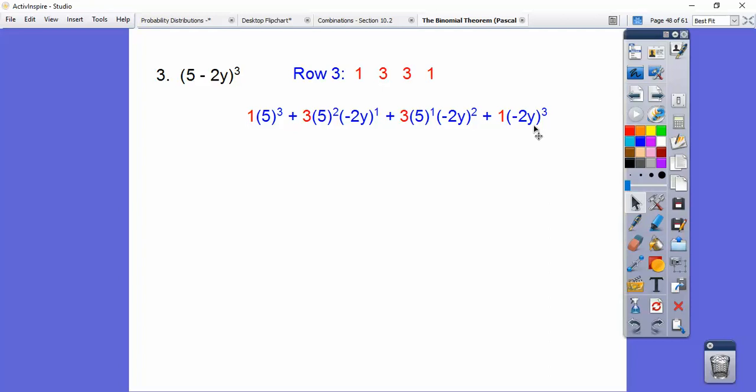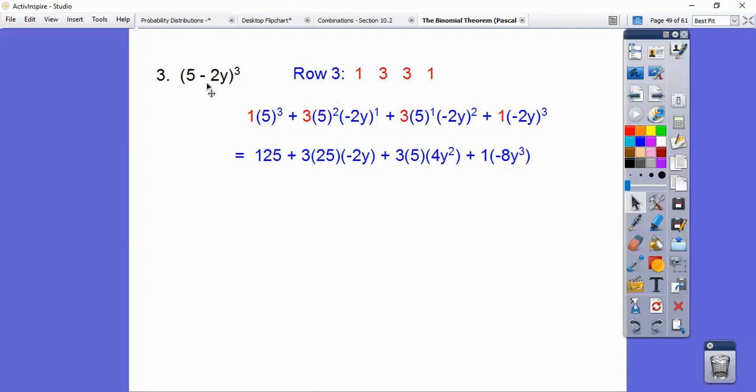Now the other thing we've got to remember is a negative to an odd power is negative. So this is going to be a negative to an even power. So this is going to be negative 2y. This is going to be a positive 4y squared. This is going to be a negative 8y cubed. Anyway, so there's that right there. It's alternating signs when you have a minus sign right here. It always alternates signs.